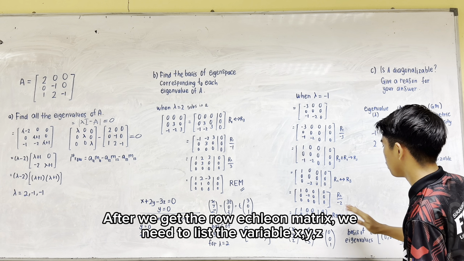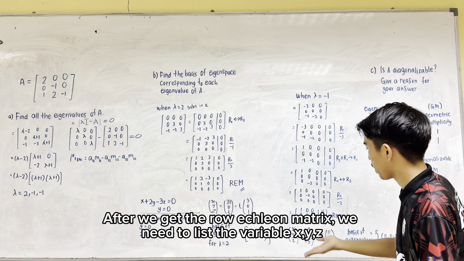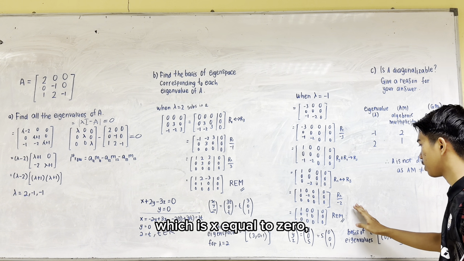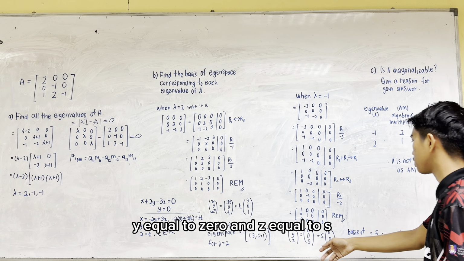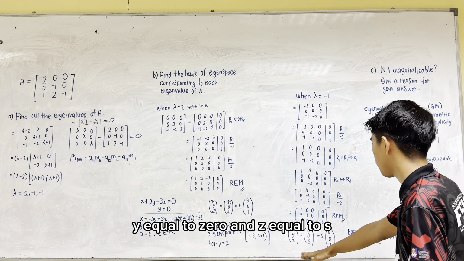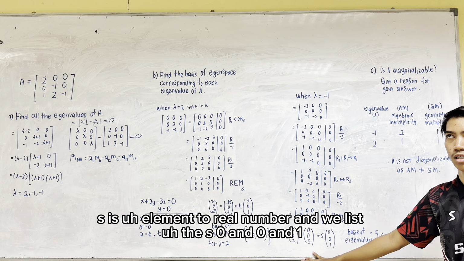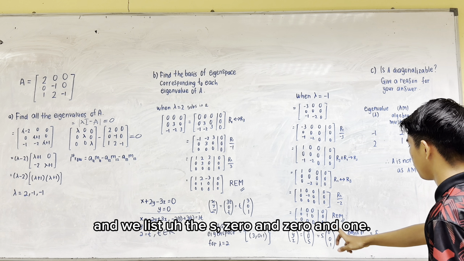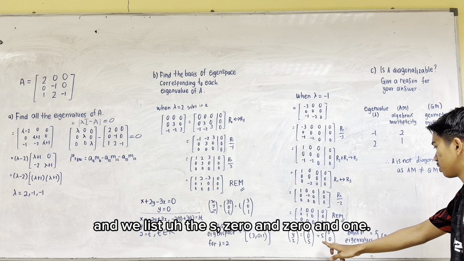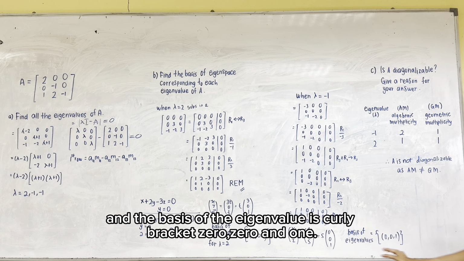After we get the row echelon matrix, we need to list the variables x, y, z, which is x equal to 0, y equal to 0, and z equal to s. S is any real number, and we list s times 0, 0 and 1. And the basis of the eigenspace is curly bracket 0, 0, 1.